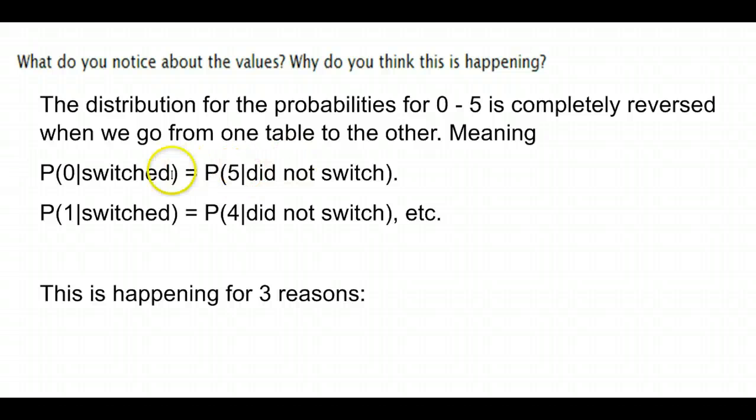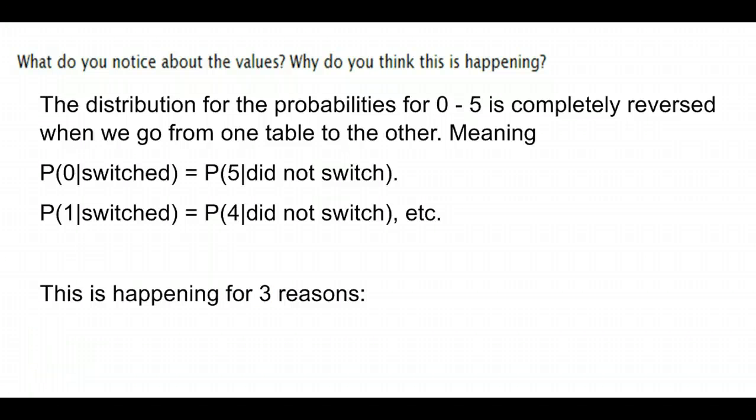Alright, so again, this is just showing the probability of 0 given that we switched is equal to the probability of 5 given we did not switch. The probability of 1 given we switched is equal to the probability of 4 given we did not switch. And so on and so on and so on. The probability of 2 switched is equal to the probability of 3 did not switch, and etc. Alright, why is this happening?